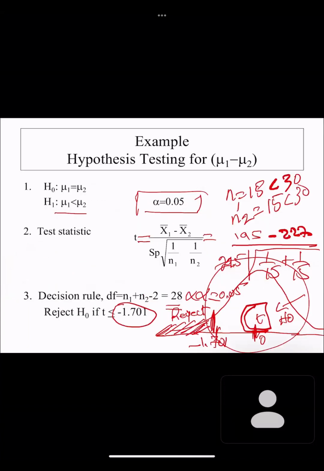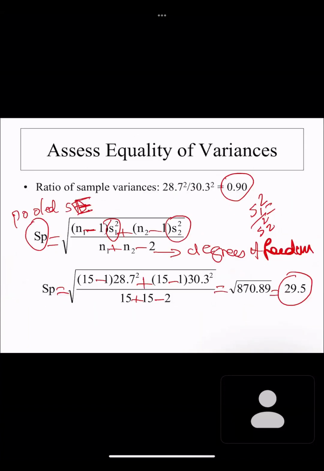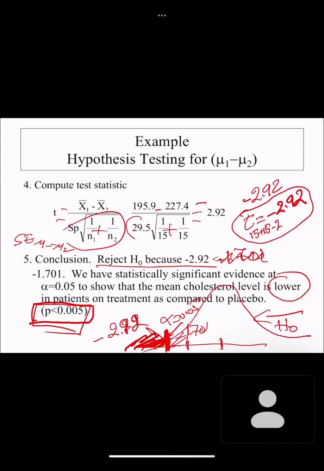So now we have tested, the ratio is 0.9, which is within the range, and therefore we did an S pooled, which is 29.5. We replaced the S pooled in this formula as 29.5, and we get minus 2.92. We compare it to 1.7, and therefore we decide to reject because it falls in the rejection region, based on alpha 0.05, and my test is here.